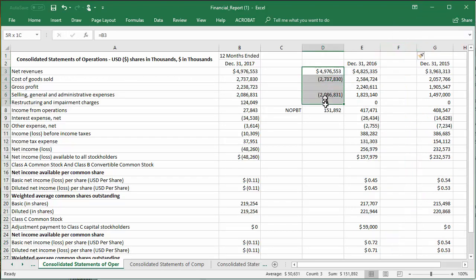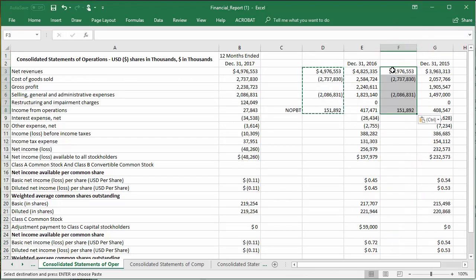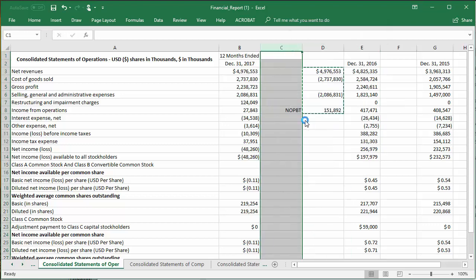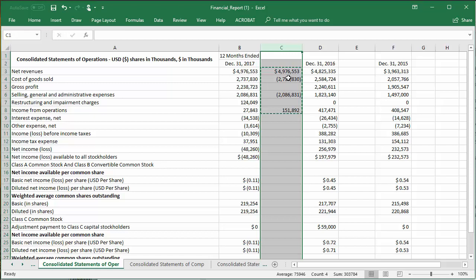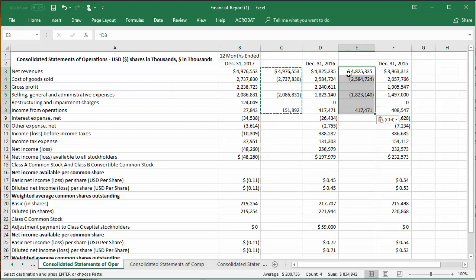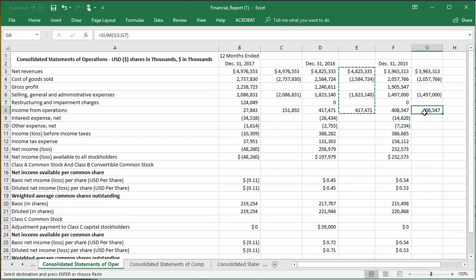Let's recalculate NOPAT last year. So you can see NOPAT last year, I should say, let's calculate it here. Net operating profit before taxes was 417, which is better in 2016. And in 2015, it was 408, which is also better. So that would be a higher number, and that would be encouraging.